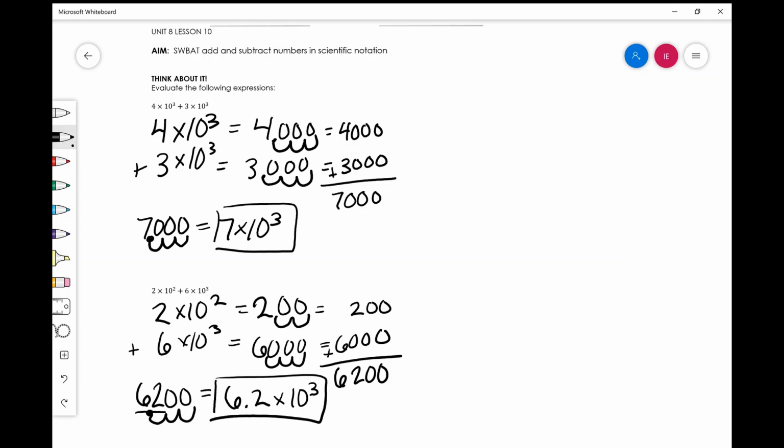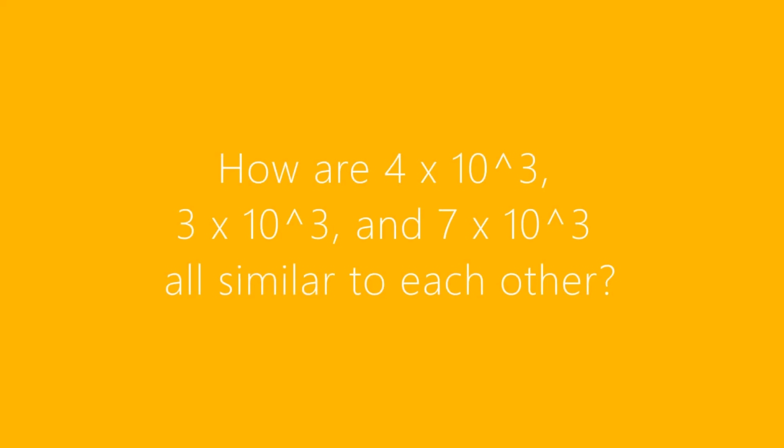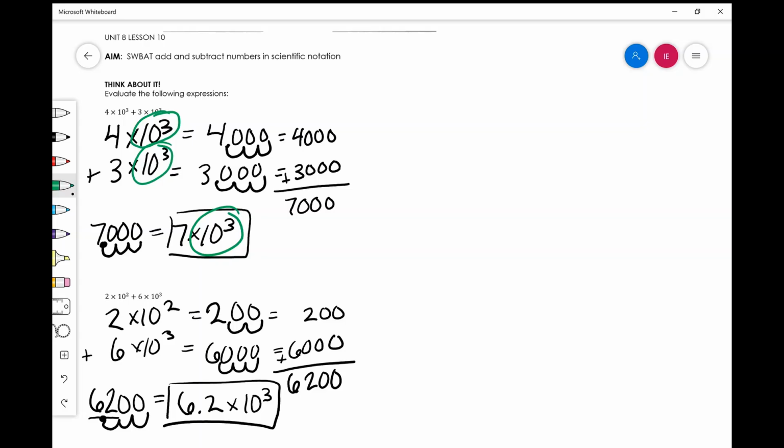So this is a way that we can add and subtract our numbers in scientific notation. Let's first look at number 1. What do we notice about our numbers and our answers in scientific notation? In each case, we're multiplying every number by 10 to the third power, which means in each case, we have the same exponent.